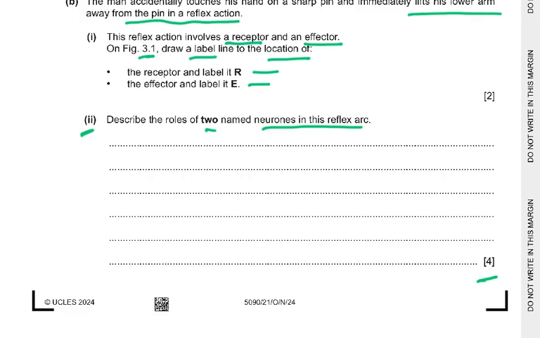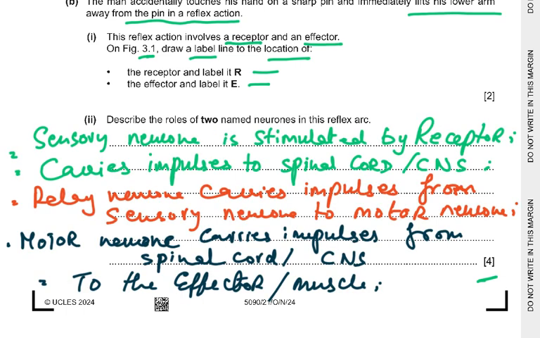It sort of connects the sensory and the motor neuron. And the motor neuron carries impulses from the relay neuron, or you can say the spinal cord, or the central nervous system, to the effector, which can be a muscle or a gland. Here, of course, it's a muscle, but it can be a gland as well. So as you can see, sensory neuron is stimulated by the receptor, carries impulses to the spinal cord. Relay neuron carries impulses from sensory neuron to motor neuron. That's in fact 2 marks. And motor neuron carries impulses from the spinal cord or the central nervous system to the effector or the muscle.